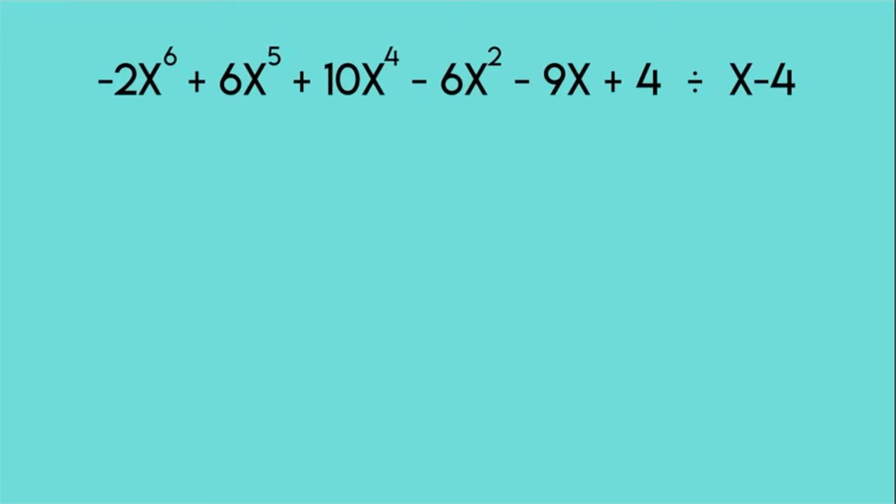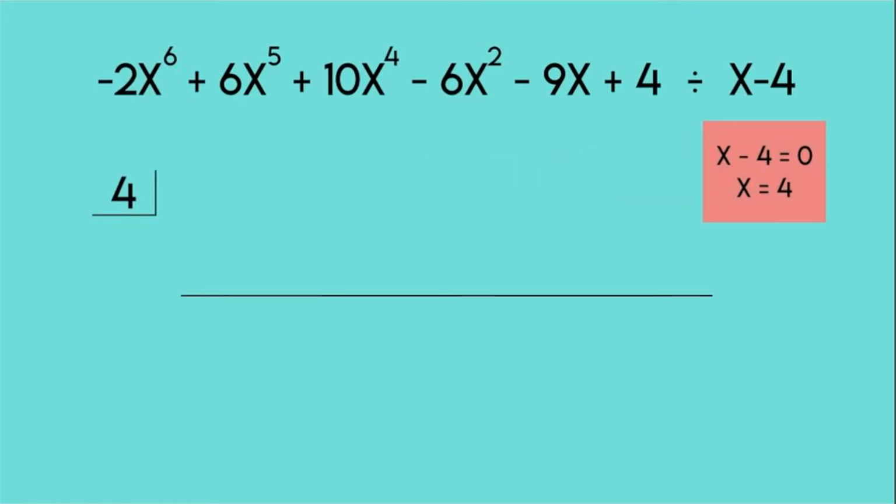Divide negative 2x raised to 6 plus 6x raised to 5 plus 10x raised to 4 minus 6x raised to 2 minus 9x plus 4 by x minus 4. Solve for x in your divisor and list down all your numerical coefficients in the first line. Then bring down negative 2 and times it by 4.